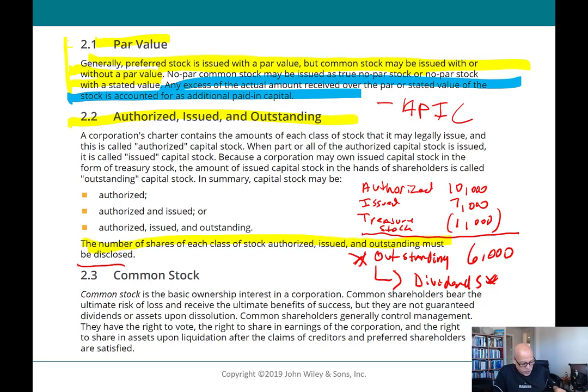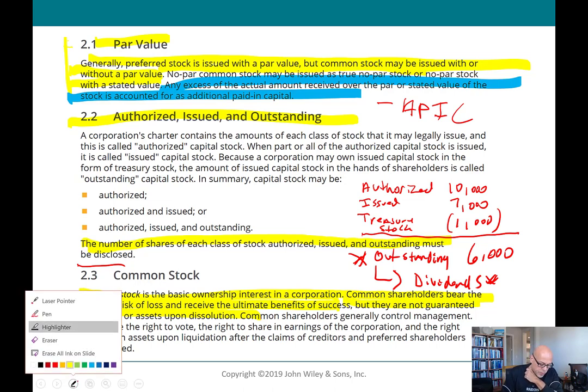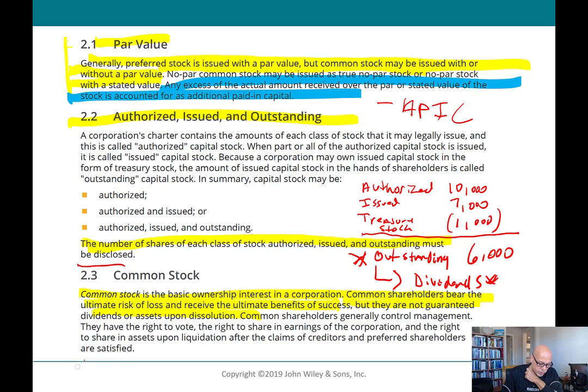Now, when we talk about common stock, it is the basic ownership interest in the corporation. I think we've already seen it bears the ultimate risk of loss. There are no guarantees on dividends. However, the trade-off is that common stockholders generally share in control of the management. They have the right to vote and to share in earnings eventually, once dividends and any liquidations happen. I think we've already talked about a lot of this.